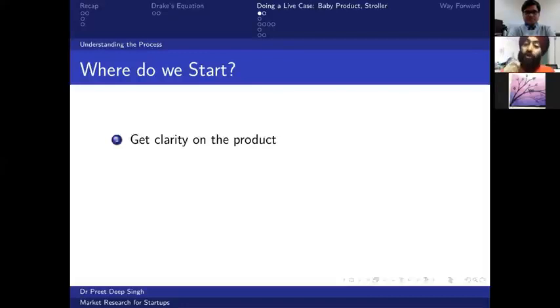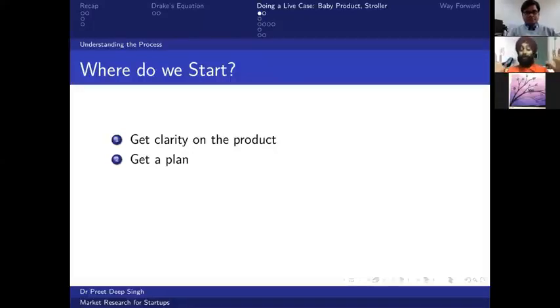Please do not develop a prototype without doing a market study. You can develop a proof of concept, yes. You can develop an academic paper, yes. But do not spend money on a prototype before doing the first set of market study. Of course, when we develop a prototype, we will again do another set of market research, right? But before you delve into these things, you need to do a study. That's the first step. Get clarity on the product.